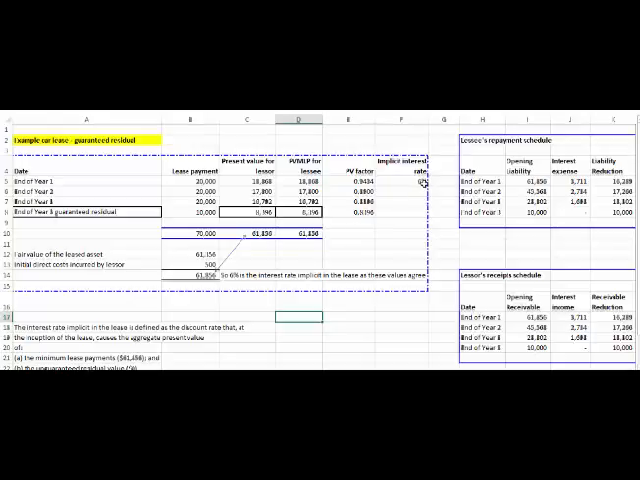So yes, 6% is mathematically the rate that discounts those payments, the minimum lease payments, the amount that must be paid, and brings it back to equal the fair value of the leased asset at the beginning of the lease, plus any initial direct costs incurred by that leasing company.